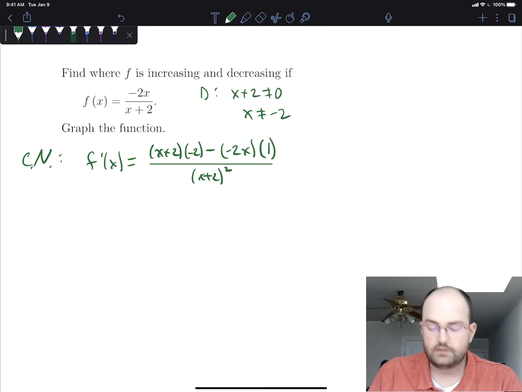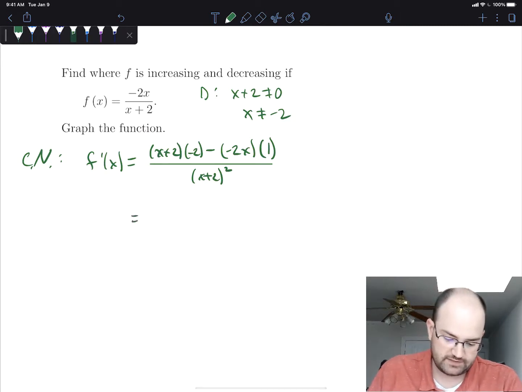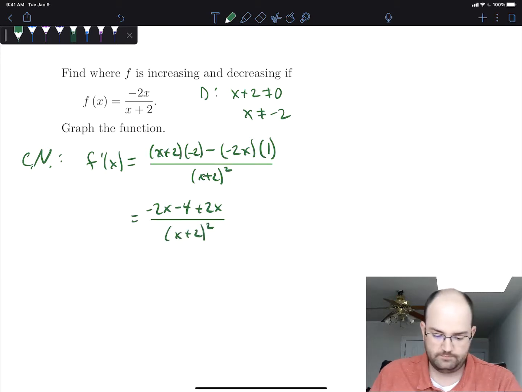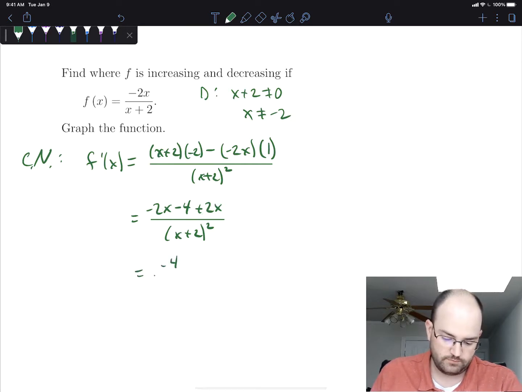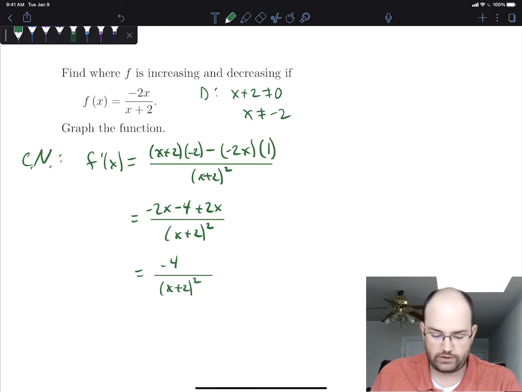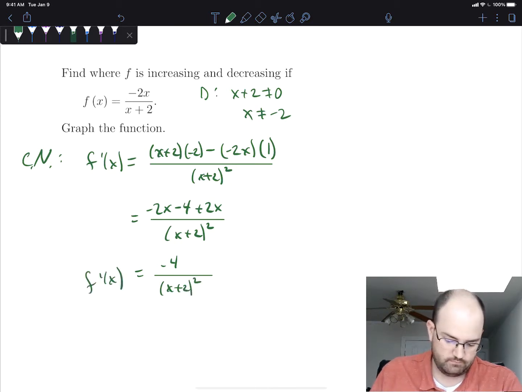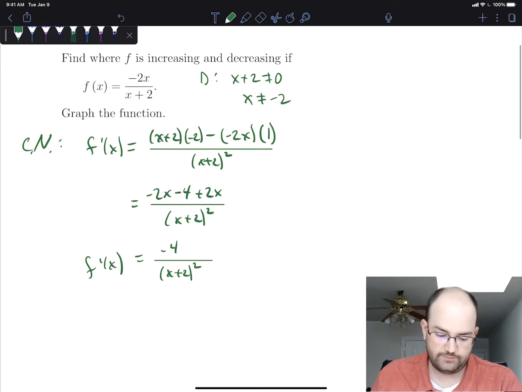Excellent. Then distribute everything. That's going to give us negative 2x minus 4, and then plus 2x, all over x plus 2 squared. Awesome. Now notice that the 2x's there go away, and we're left with negative 4 over x plus 2 squared. Excellent. So there is the derivative.